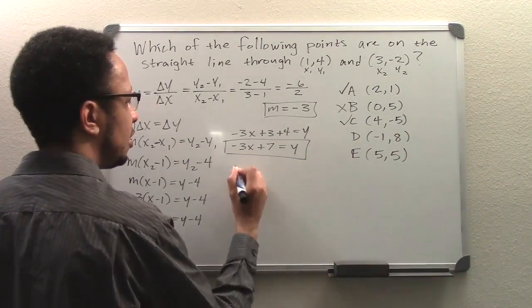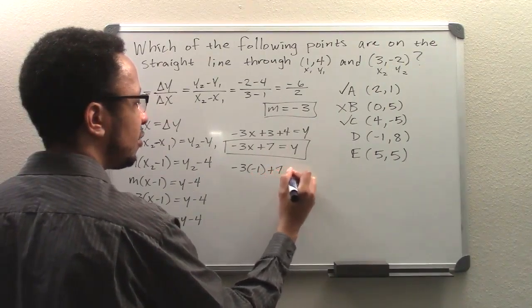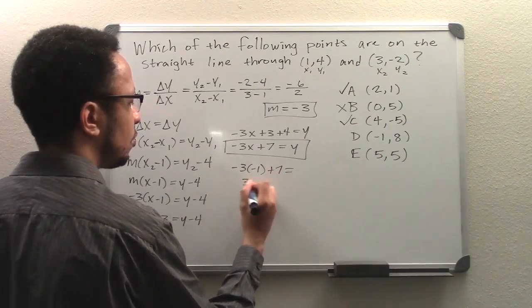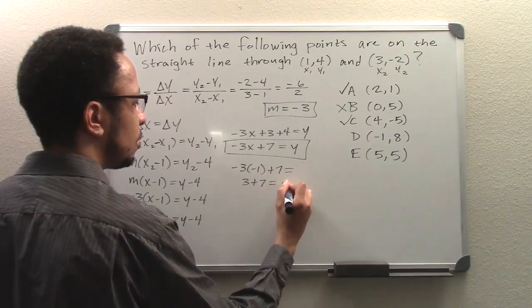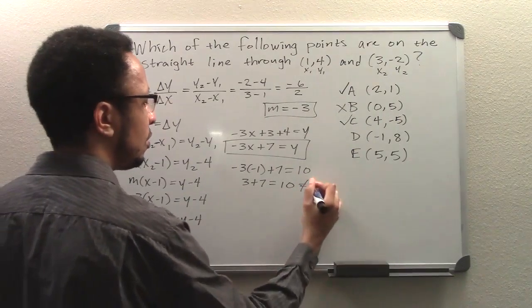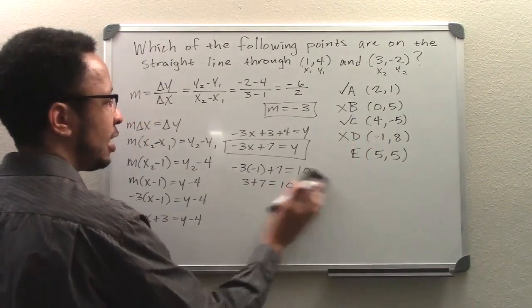Next, we have negative 3 times negative 1 plus 7, which equals 3 plus 7, which equals 10. And 10 is not equal to 8. So that is not a valid answer.